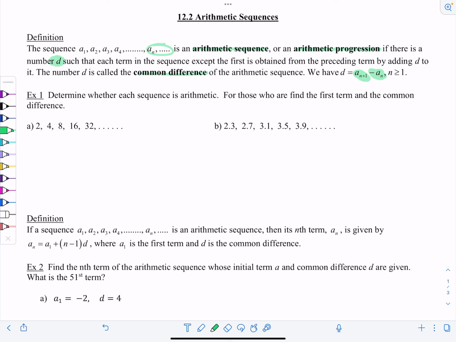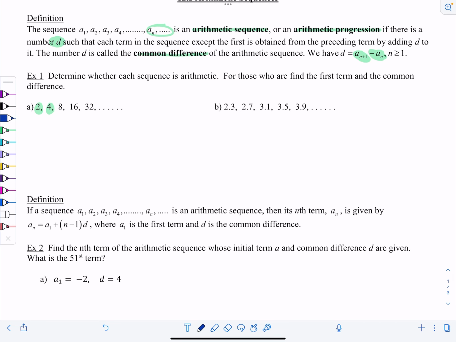For the first example, we're going to determine whether each sequence is arithmetic. So just say yes or no. And for those that are arithmetic, find the first term and the common difference. All right, so this is going to be the first term. Now look at the second term. If I take 4 and subtract 2, that would potentially give me the common difference if this is arithmetic. 4 minus 2 is 2. So we added 2 to get from the first term to the second. And then just repeat and see if this is consistent.